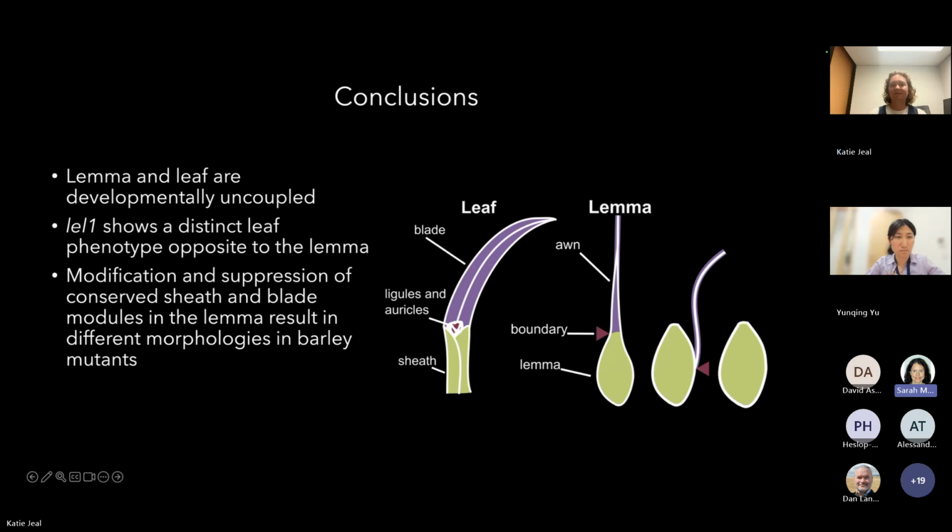The other one I have was more about your work on diversity. Do you have any plans to look in other awned grasses for forward genetic approaches, and why or why not?